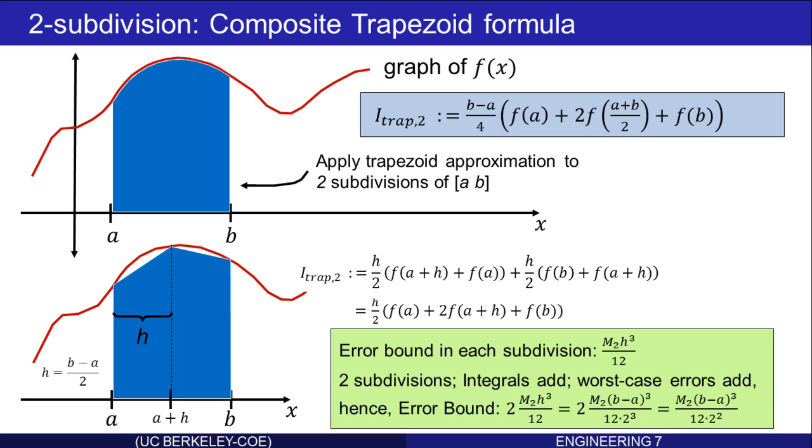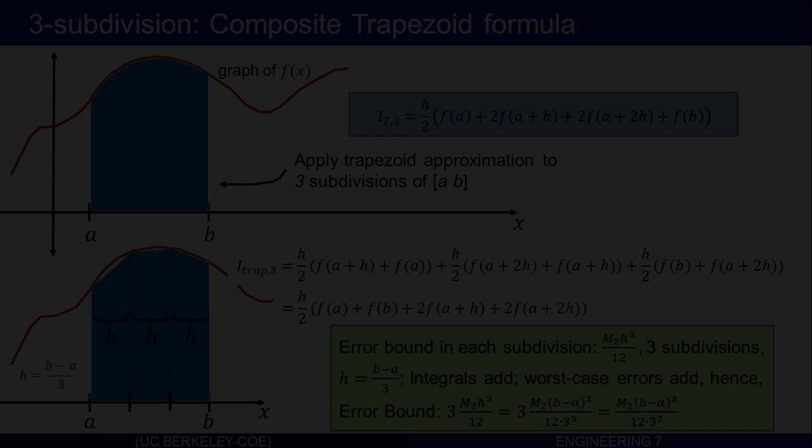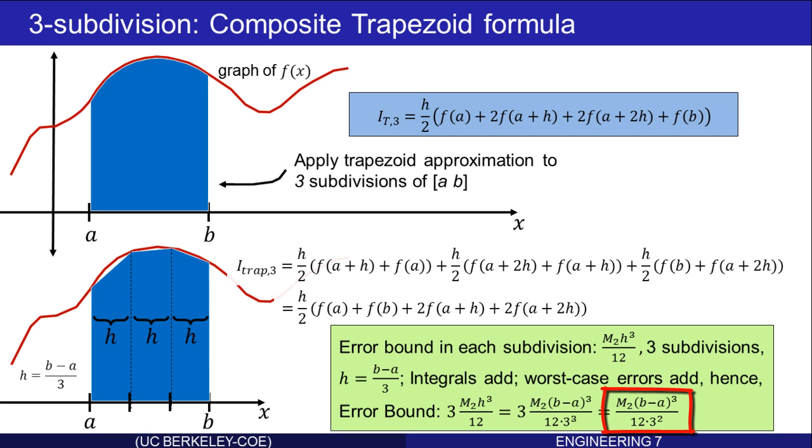What about for 3 subdivisions, which we just did? The error bound is the original bound, but with 3 squared, or 9 in the denominator. So with each additional function evaluation, the guaranteed bound on the difference between the trapezoid approximation and the actual integral is getting smaller quite quickly. The 2 subdivision has an error bound 4 times smaller than the 1 subdivision, and the 3 subdivision has an error bound 9 times smaller than the 1 subdivision.